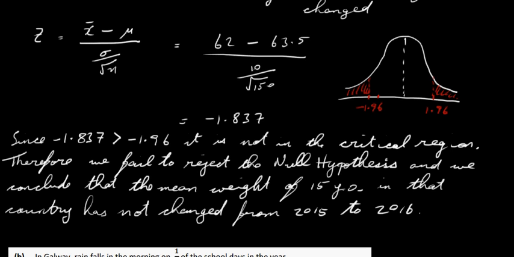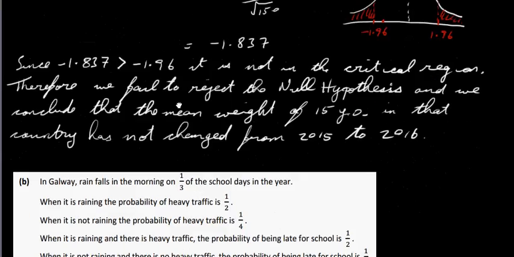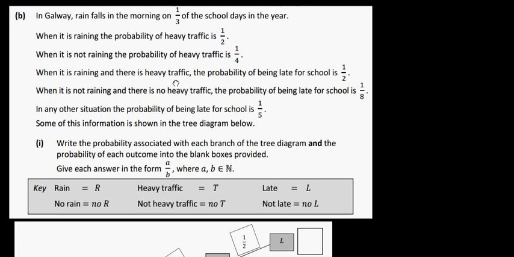Okay, so that's it. As I say, you must not only say that you're rejecting or failing to reject the null hypothesis, but you must also give your answer in the context of the actual story itself. Okay, so let's move on to the next part of this question. This is to do with a probability and a tree diagram. We're given a tree diagram down here, and we've got to fill in various probabilities and answer questions on it. So let's have a look at that.